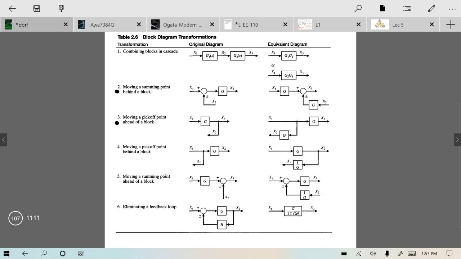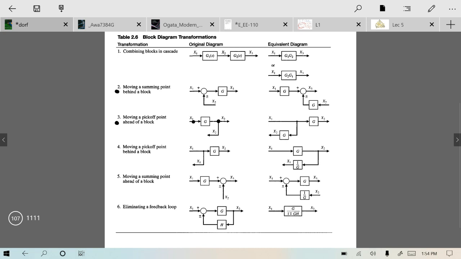moving a pickoff point ahead of a block. One thing which I think was confusing to you, and I received a question related to that, was this. I told you that if you want to extract x2 from this point, and now you want that this x2 should not be here, rather this pickoff point should be here, if you want to move this pickoff point to this location, you simply multiply this with G.